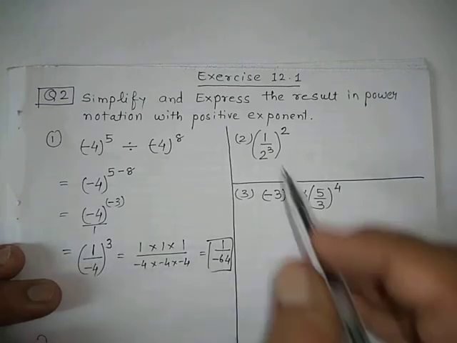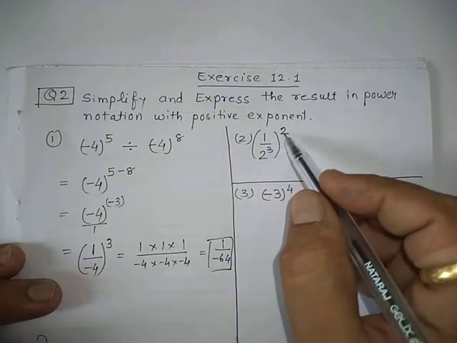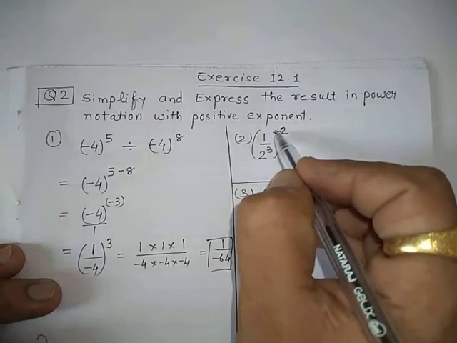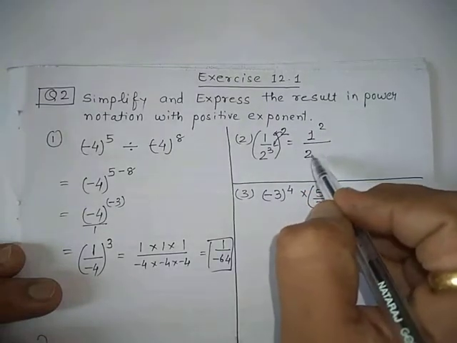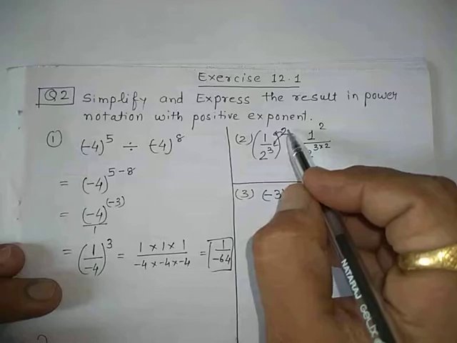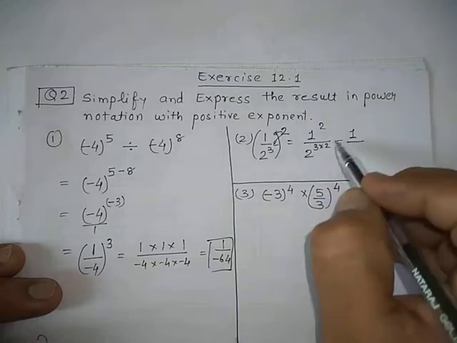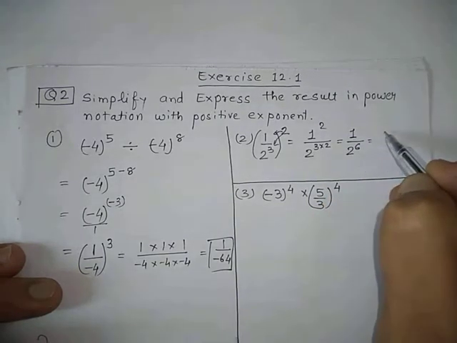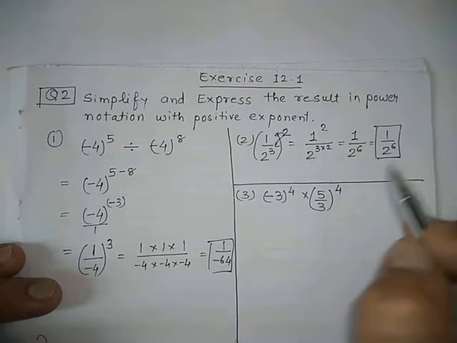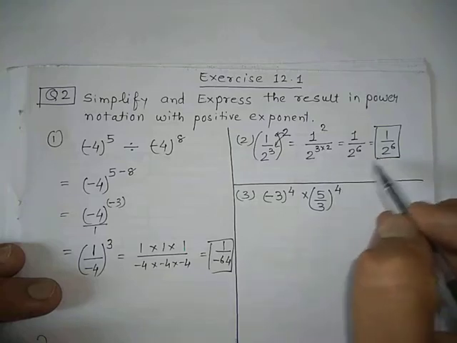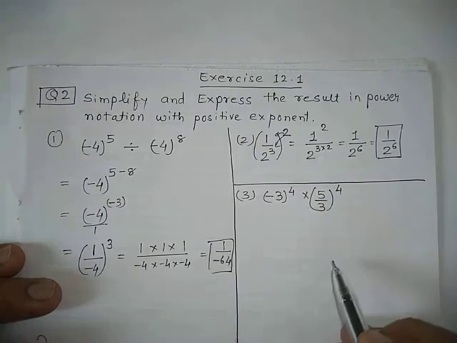Okay, same way for the second one, 1 upon 2 raised to 3, to the power 2. So this power 2 applies to the 1 also, and to this also. So 1 raised to 2 divided by 2 raised to 3 into 2. Power of power, so 3 multiplied by 2. So 1 by 2 means 1 value, and 3 2s are 6. So 1 upon 2 raised to 6, positive power, so no need to change. If it is asked to evaluate, 2 into 2 into 2, 6 times, then we will get 64. 1 by 64 is the answer.